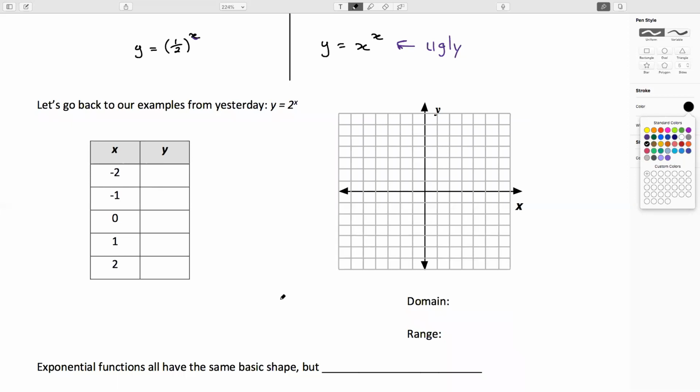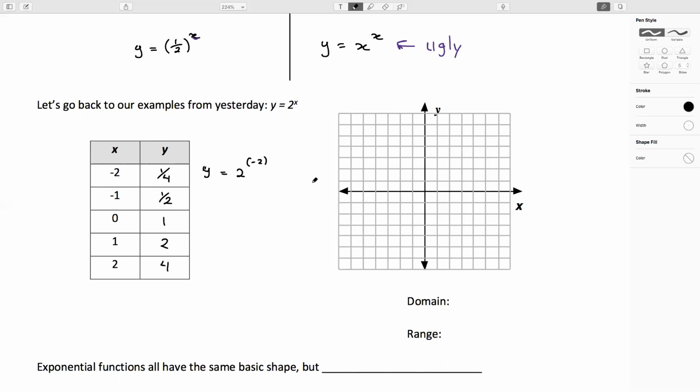So let's start with the most basic one, y equals 2 to the power x. We're going to make a table of values and we're going to graph it, and we're going to use this information as a basis for the rest of our exponential functions. So essentially we're plugging -2 in where x is. So the first one would be y equals 2 to the -2, which is 1/4. If we do the same thing with -1, we'll get a y value of 1/2. 2 to the 0 is 1. 2 to the 1 is 2. And 2 to the 2 is 4.